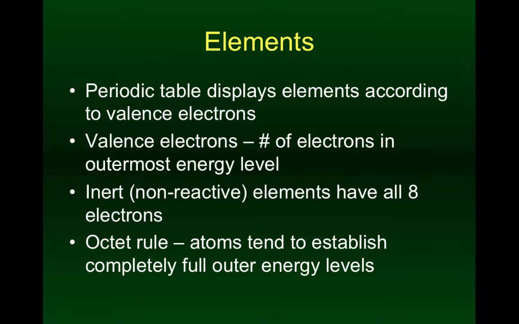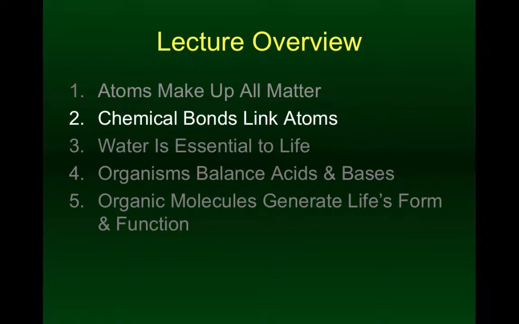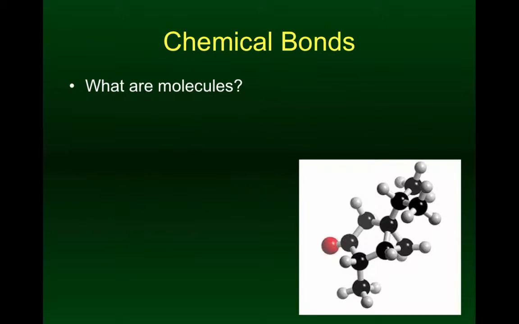And the octet rule says that elements, atoms, tend to be most stable when their outermost energy levels are completely filled. And so if an atom comes to the table without an outer shell that's completely filled, the only way for it to fulfill its octet rule and become stable, non-reactive, inert is by reacting with someone else. And so that might mean accepting electrons, it might mean giving up electrons, it might mean sharing electrons. But any of those 3 options might be a way for an atom to satisfy its octet rule and keep the outermost energy level completely filled. Right? So that's going to take us into chemical bonds.